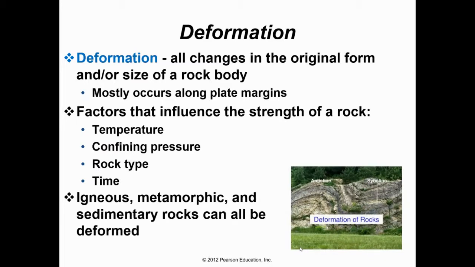Those changes can occur in forms that metamorphism occurs as well, like changes in temperature and pressure. But the main difference between deformation and metamorphism is that deformation occurs at a pretty small scale, whereas metamorphism, as we saw in chapter 3, I believe it is, tends to be a large scale process.